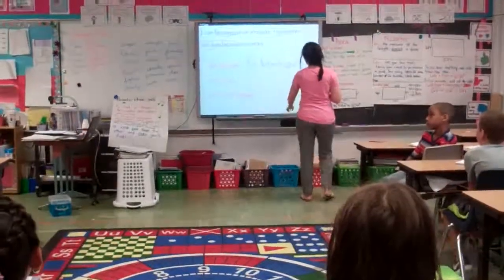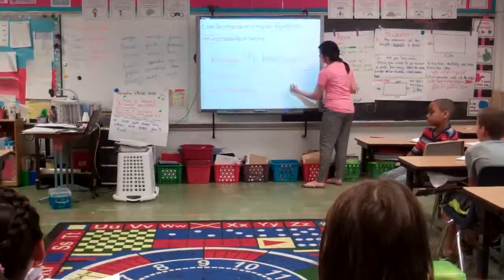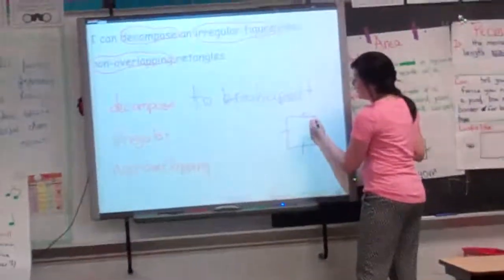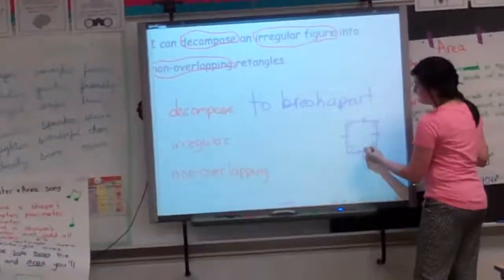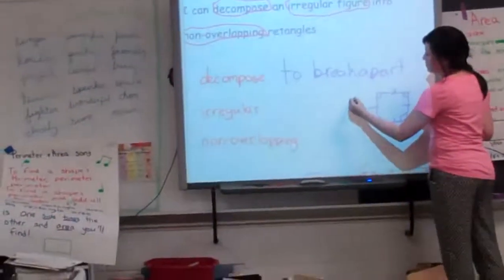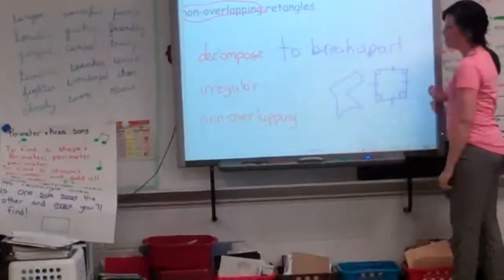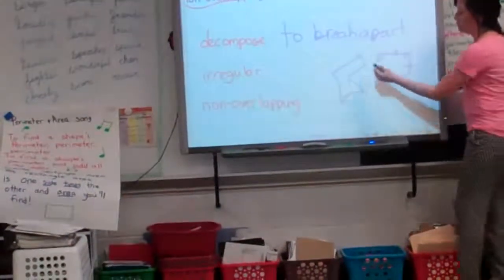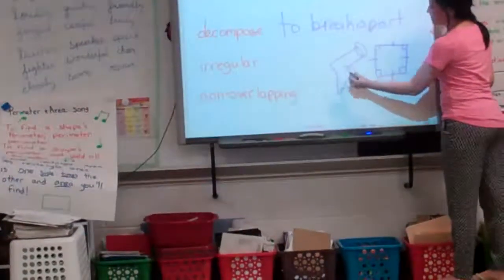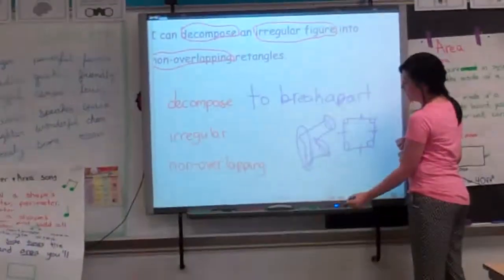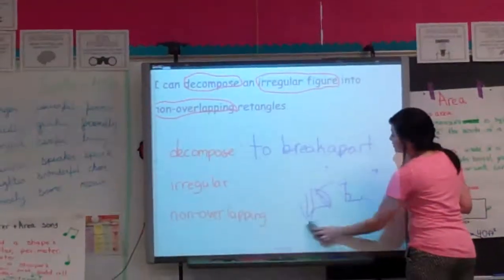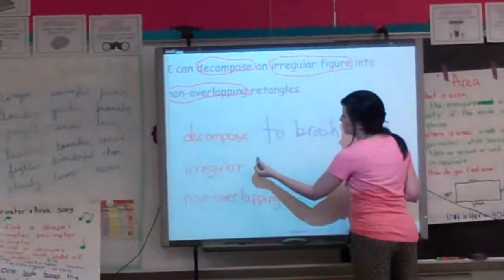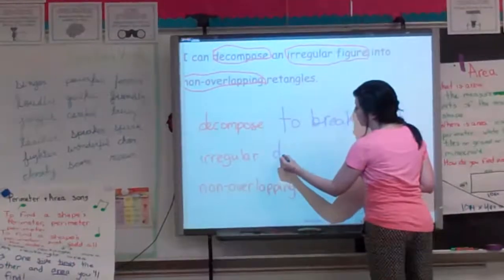So remember, when we do a square, all of the sides are equal and all of those angles are equal. But if we do this, are all of those sides and angles equal? No, this side is shorter than this side, which is shorter than this side. So an irregular figure does not have all equal parts.